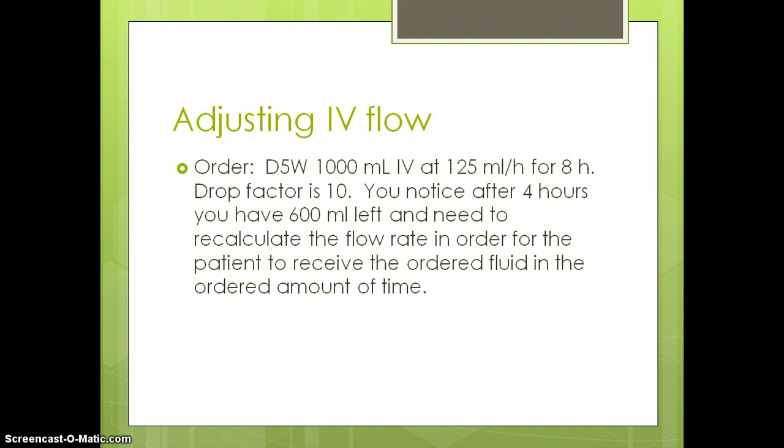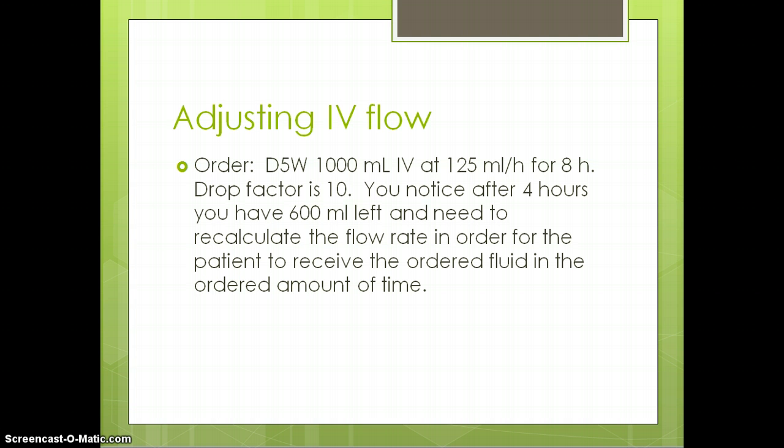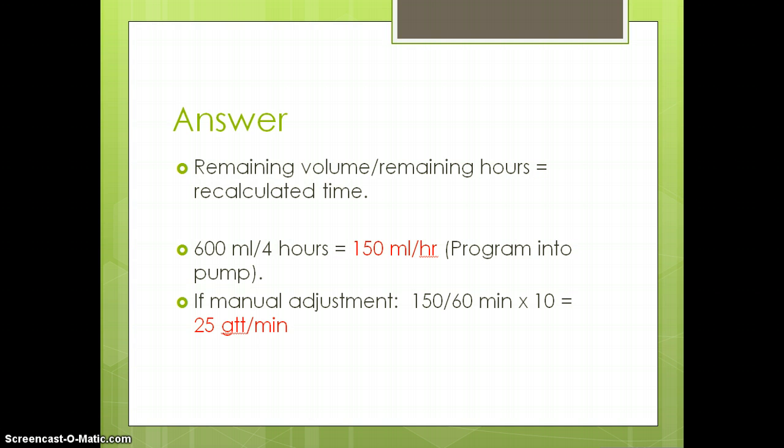After 4 hours, you notice you have 600 left. So it's not going at the right rate for some reason in this example, and you're going to need to recalculate it. Let's say we have a pump. Then we know 600 milliliters is what's left. Over how many hours do we have left to go? We have 4 more hours. So 600 divided by 4 is 150 milliliters an hour. And that's what you program into a pump.